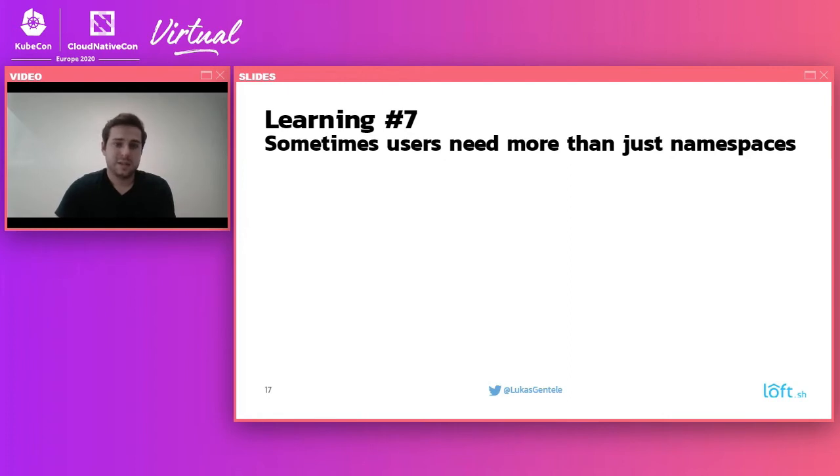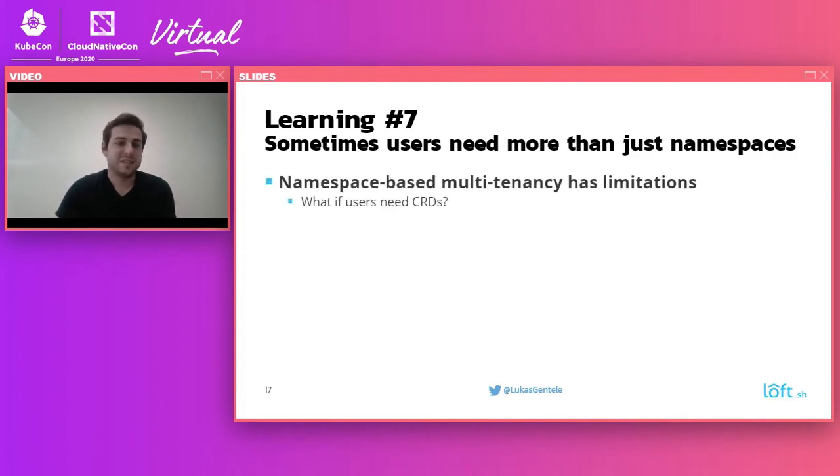And then last but not least, learning number 7 is sometimes users just need more than a namespace, right? I was talking earlier about single-tenant clusters versus multi-tenant clusters. If you have a single-tenant cluster, it's great. You essentially become the admin of the cluster. As a user, you can do anything, set up RBAC, a lot of Helm charts need you to set up certain RBAC rules. You might not want your users to do that in a multi-tenant Kubernetes cluster. So namespaces have certain limitations.